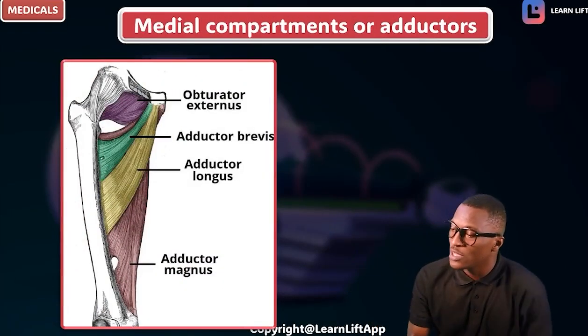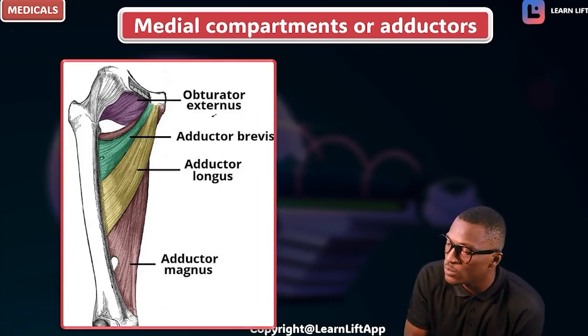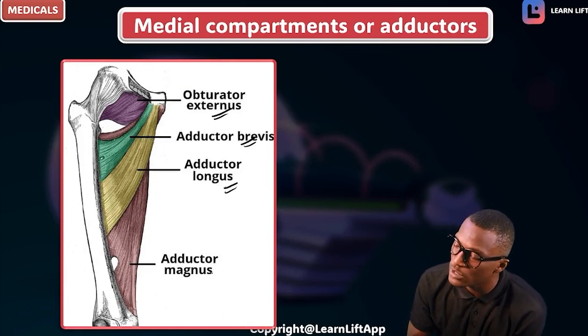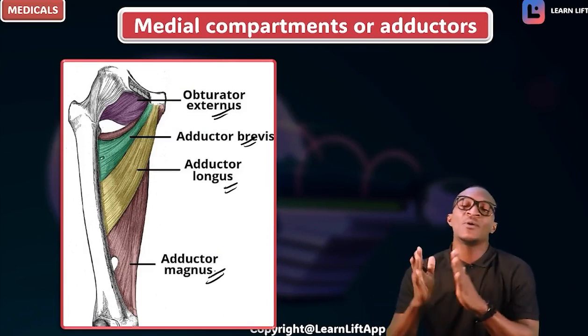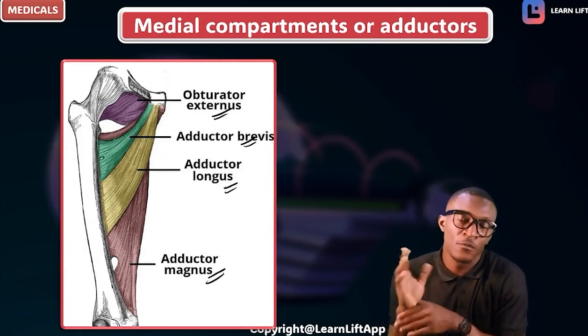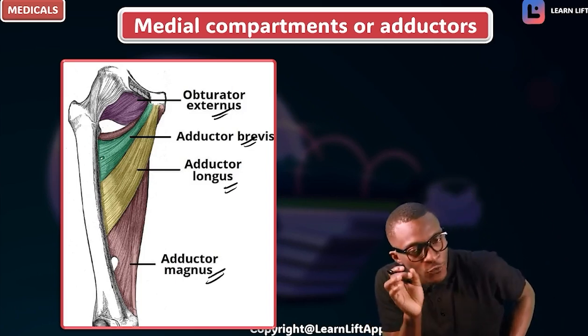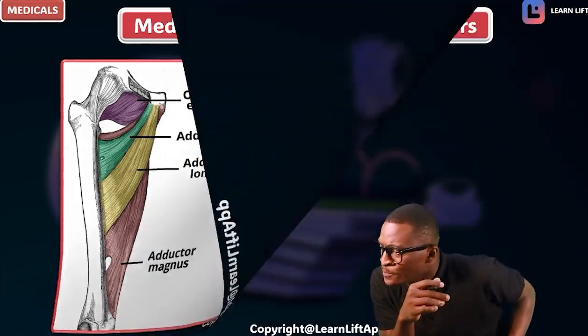Let's see more. You can see this is the obturator externus muscle. This is the adductor brevis. This is the adductor longus. This is the adductor magnus. Now, remember that this is an overview of muscles. So we are going to talk about the origin and insertion when we get to the thigh. But now we are focused on the overview.